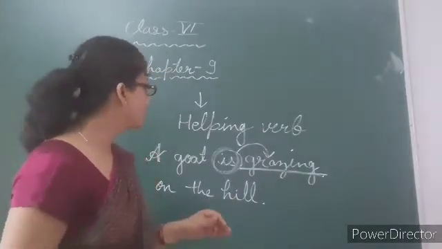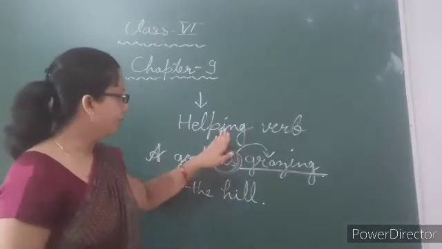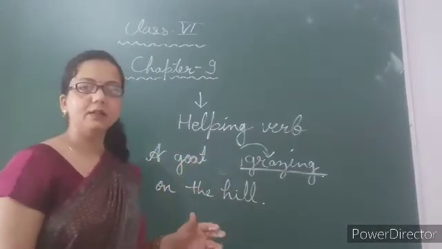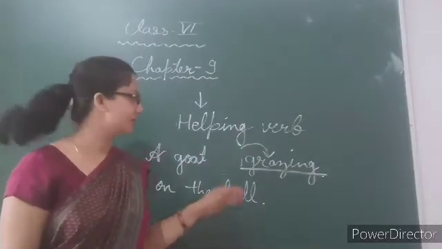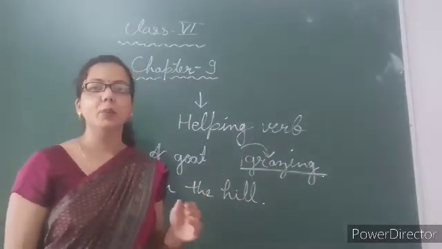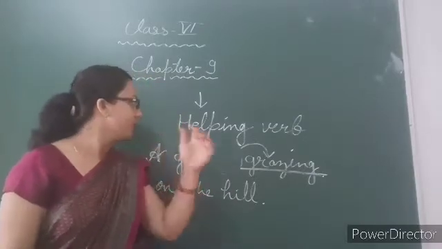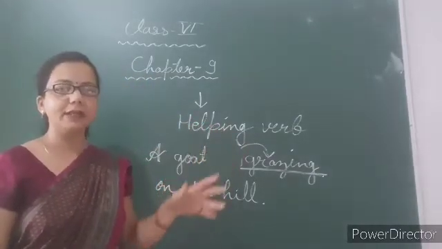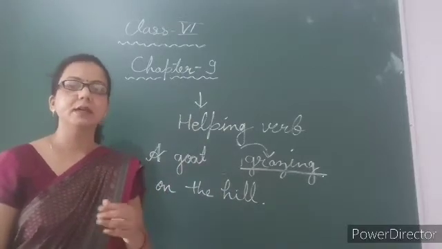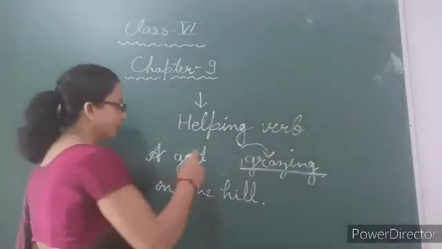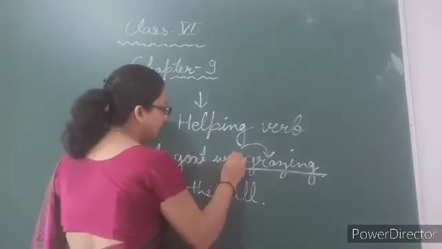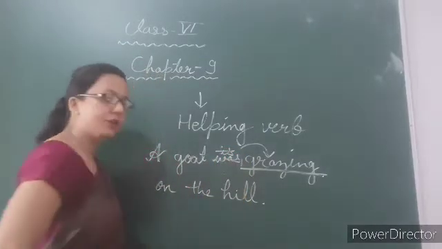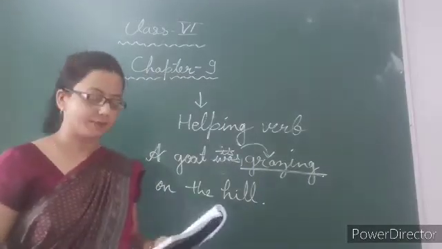Yes. So if we use only this type of wording, that a goat grazing on the hill, then it is very difficult, or impossible, to understand what the time period is. So the helping verb plays a very important role in telling us the time period. So that is, the goat was, or you can write is, according to the given situation.